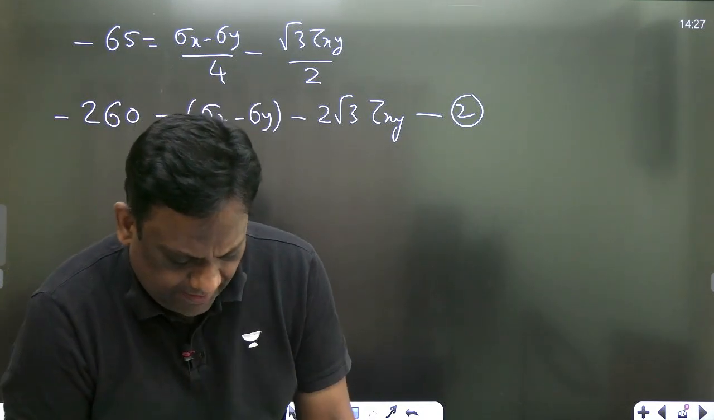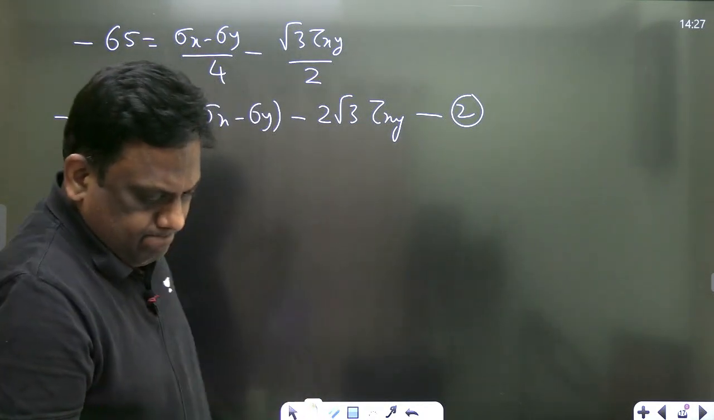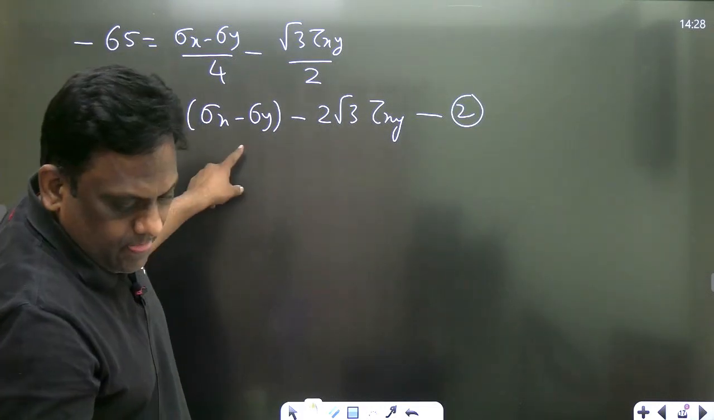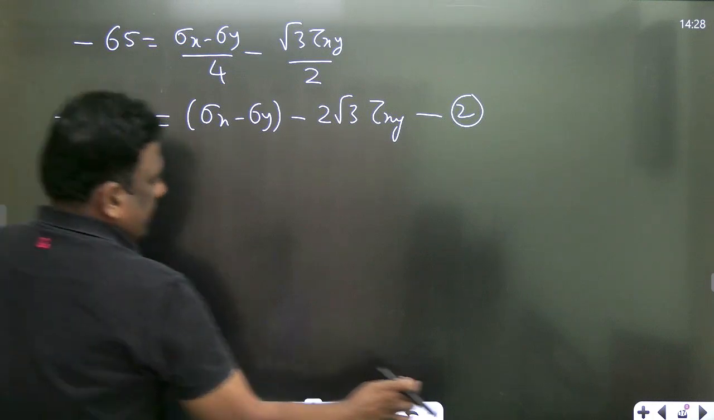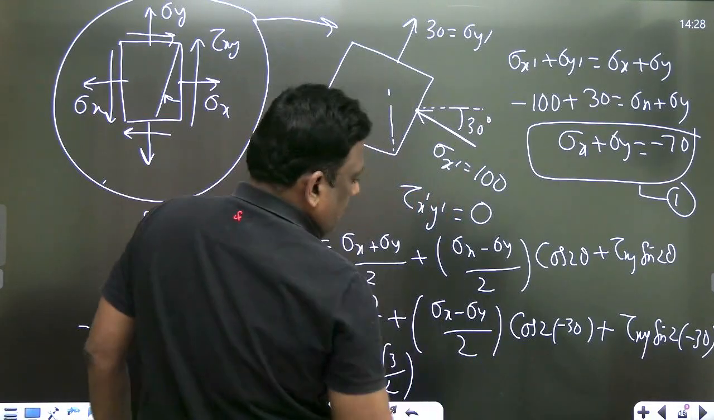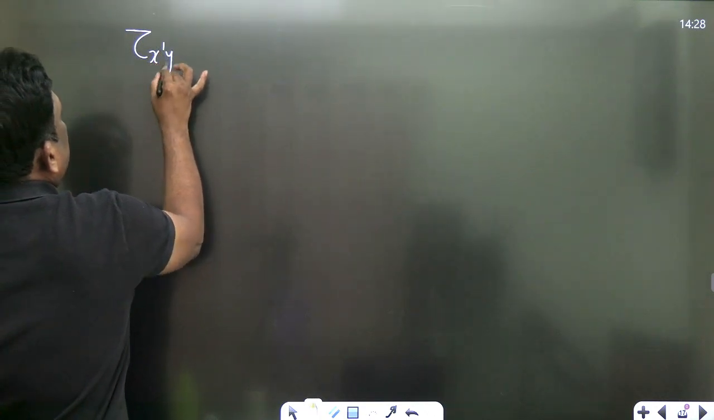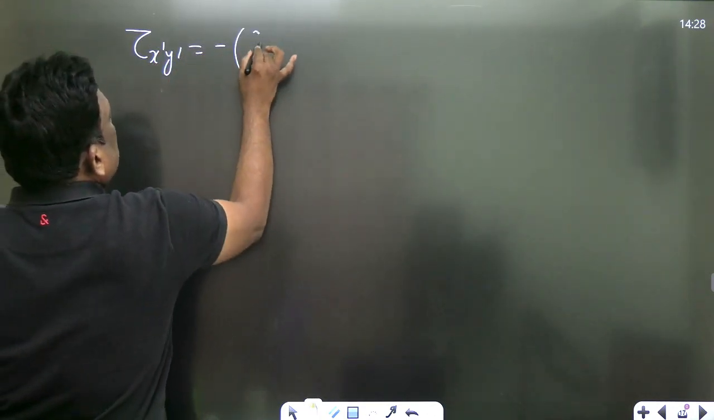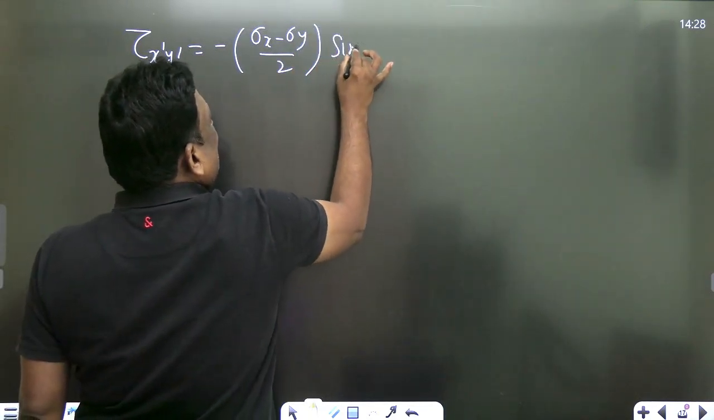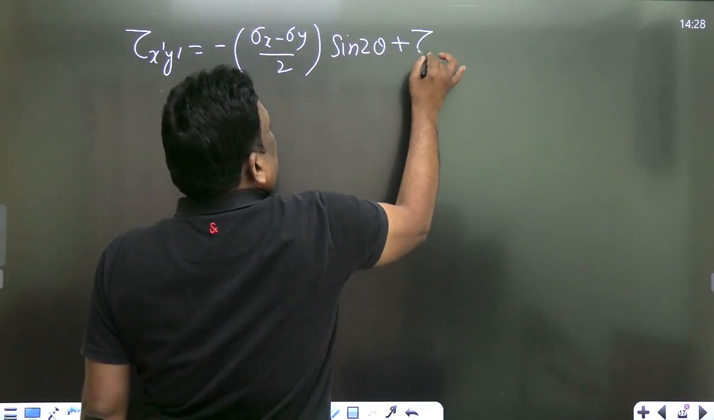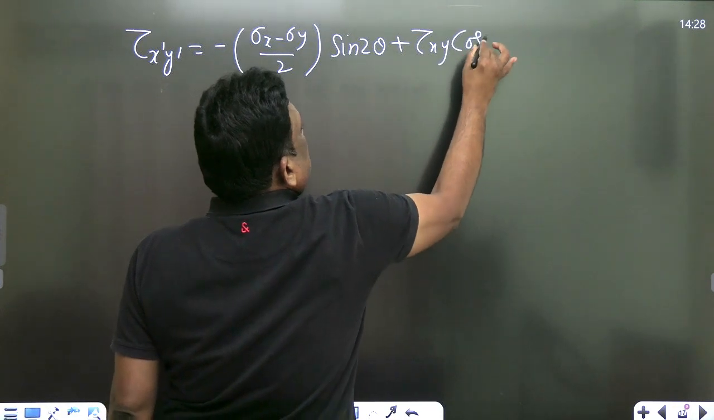Look, don't worry, I am doing it in 2 ways. Minus 260. Right. And what is the other one, sir? You also know that one more equation is there. Tau x dash y dash is equal to minus of sigma x minus sigma y by 2 sin 2 theta plus tau xy cos 2 theta.